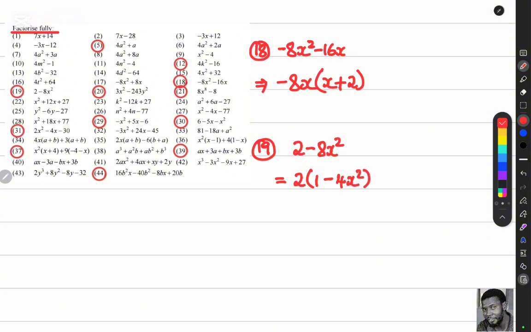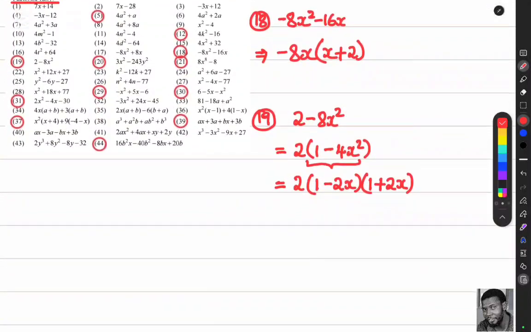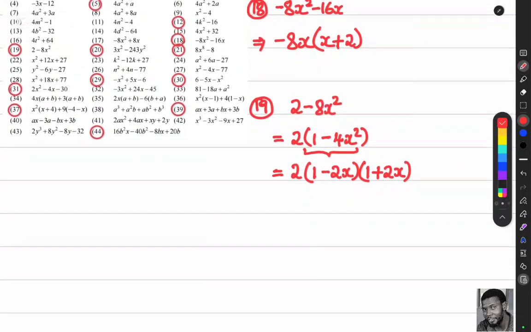Remember the word fully there. You would have realized that you've got a difference of two squares. That will be 2 into 1 minus 2x and 1 plus 2x. Okay, that's that. Then let's move on and do number 20.